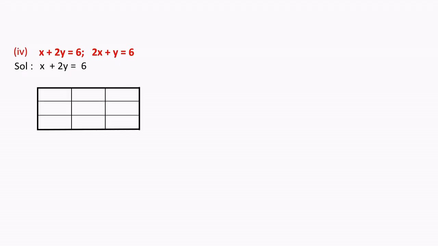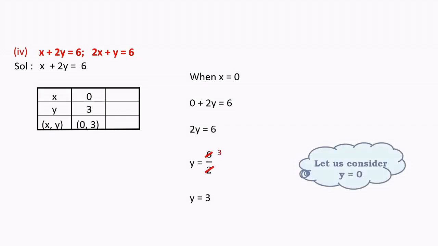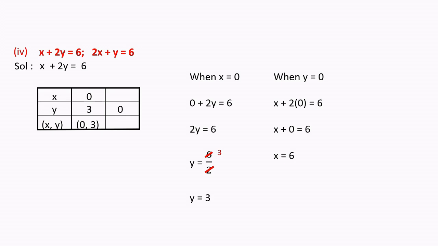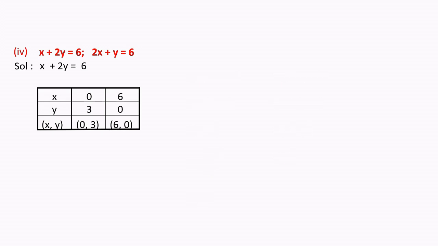Let us now solve this pair of linear equations using the graphical method. We are given two equations, x + 2y = 6 and 2x + y = 6. First, take the equation x + 2y = 6. To find points, we assign values. When x is 0, we get 2y = 6, so y is 3. So, the point is (0, 3). When y is 0, we get x = 6. So, the point is (6, 0).